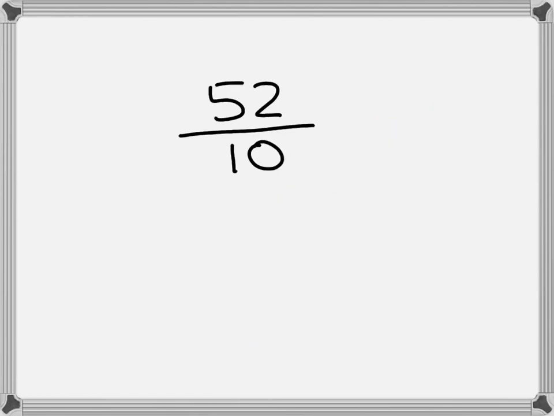Let's look at this one. We can say, fine, let's do it the short way. 10 times what to get to 52? What's the closest we can get on our 10 times table? We can get to 50. So 10 times 5 is 50. Now we've got to work out what our remainder is. 52 minus 50 is 2. So it's 2 left over the 10, which is the denominator. Or we can do it this way.